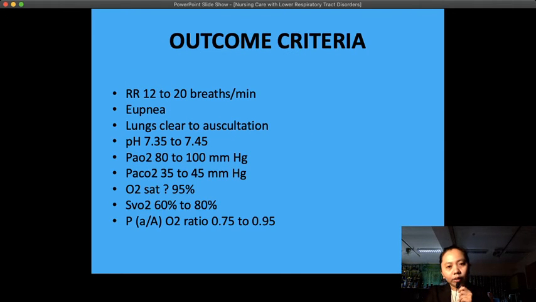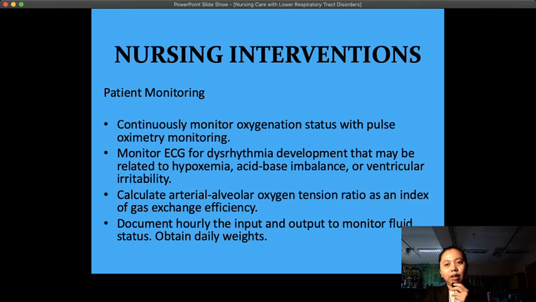All right. So outcome criteria. Respiratory rate 12 to 20 breaths per minute, apnea, lungs clear to auscultate, and those diagnostic normal values should be present. Okay, so nursing interventions. All right, let's focus class on the nursing interventions.